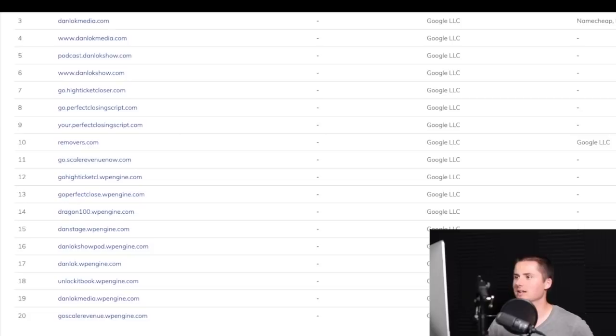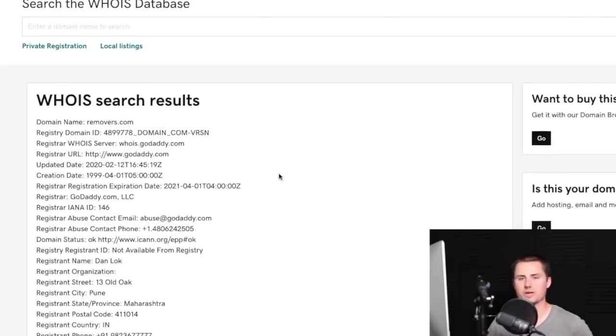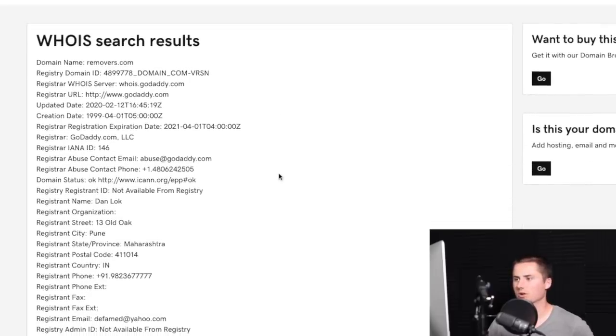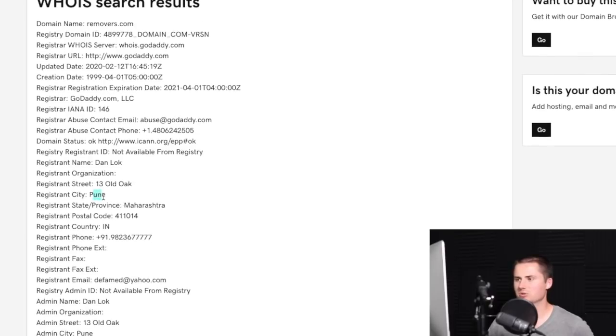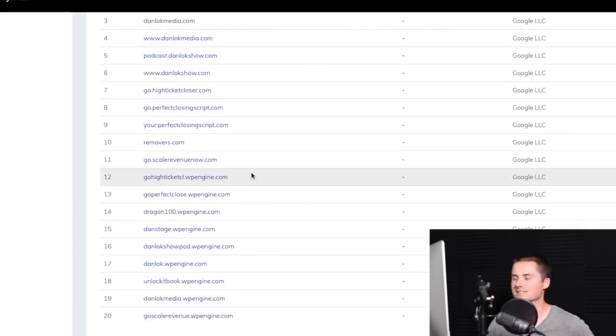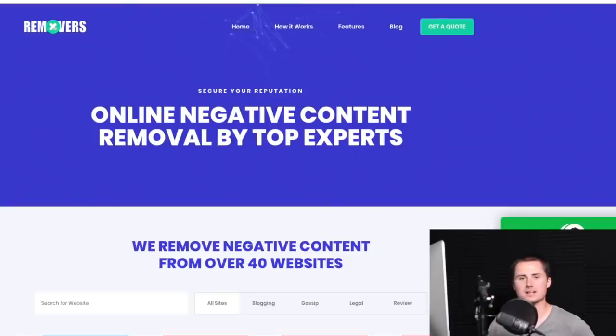So I did a WHOIS search and came across removers.com. You can look up the domain and see who ordered it. Dan Lok ordered it, and he ordered it in Pune, Maharashtra, India. I'm not familiar with this area. If anyone is an IT expert, can you please share in the comments below why he would purchase it in India? This is definitely the same Dan Lok. There's only one I know of, and he has the same IP address as all his other sites, so that's got to be him. So anyway, I decided to look up removers.com, and that's kind of the purpose of this video.